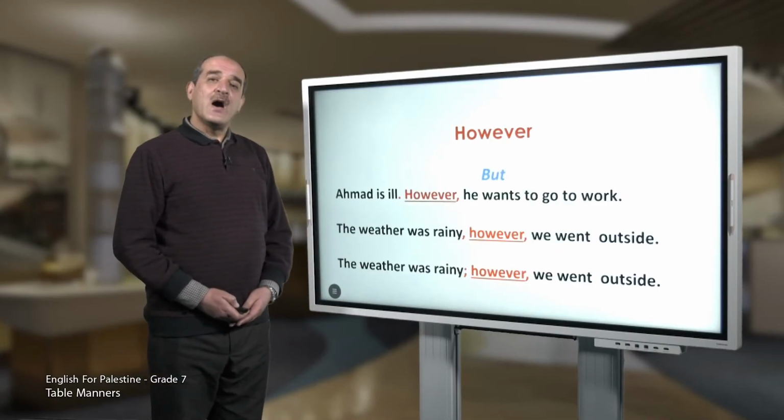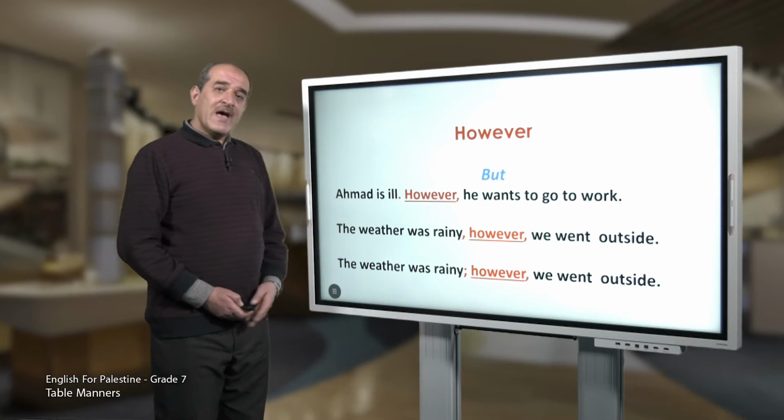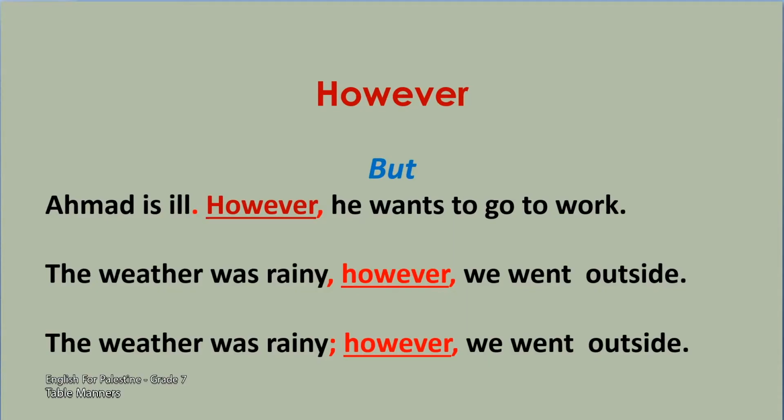However, it means but. Have a look at these three sentences. Ahmad is ill. However, he wants to go to work. Although Ahmad is ill, he wants to go to work. Have a look. Here we have a full stop, capital letter, and comma. We can put it in another way. The weather was rainy. However, we went outside. Here we have comma and comma. So, although the weather was rainy, we went outside.